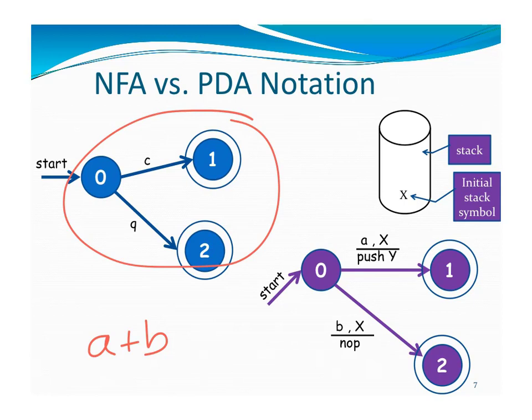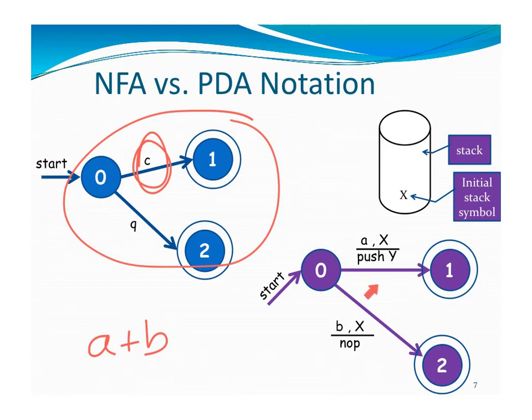Let me explain this PDA notation because it's a little weird. Instead of just having a single letter on a transition, we now have this fraction thing. We also now have a stack, because I told you PDAs have stacks. PDAs always start with an X at the bottom of the stack. Before you start your processing, you always have an X at the bottom of the stack.